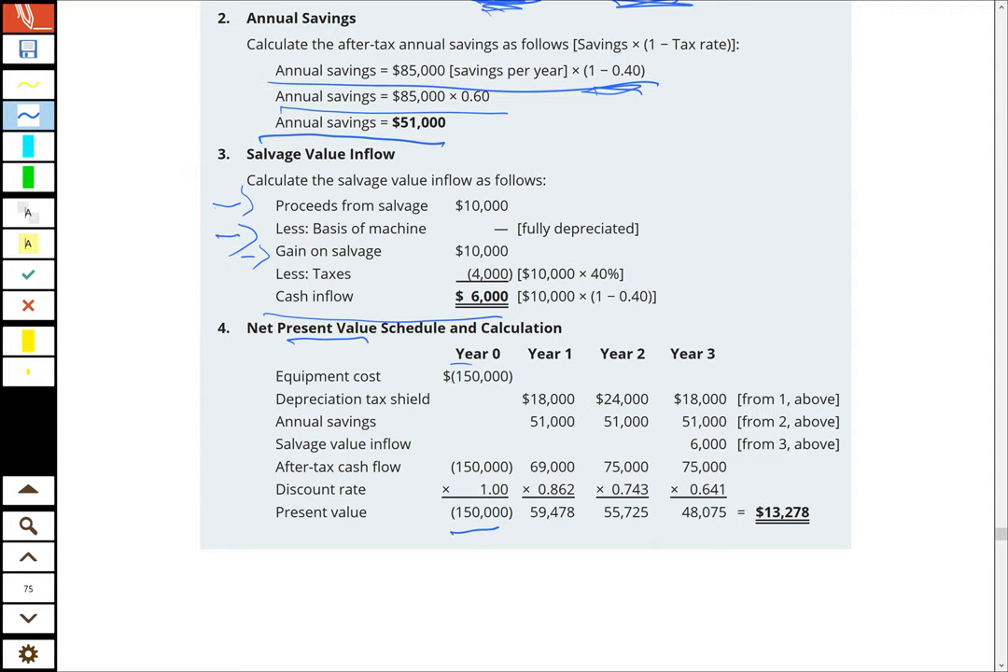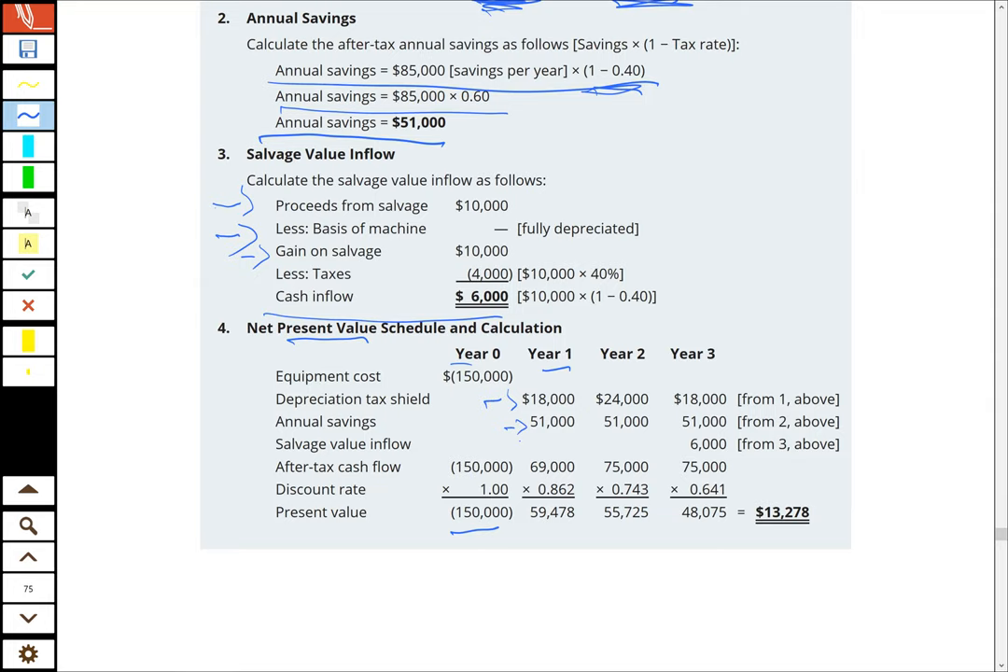Now again, be careful. If there was a discussion of a working capital tie-up, that would happen at the what? At one, there's no discounting, that happens at the beginning. And then when that working capital is released at the end, you'd have to discount that. But this problem didn't do that to us, okay? Then for year one, we've got the tax shield that we calculated. The savings is the same.